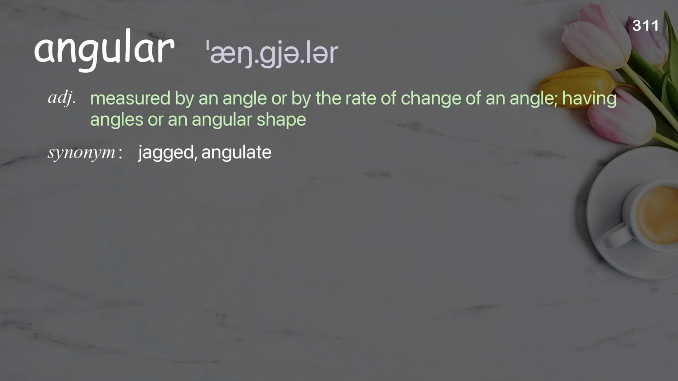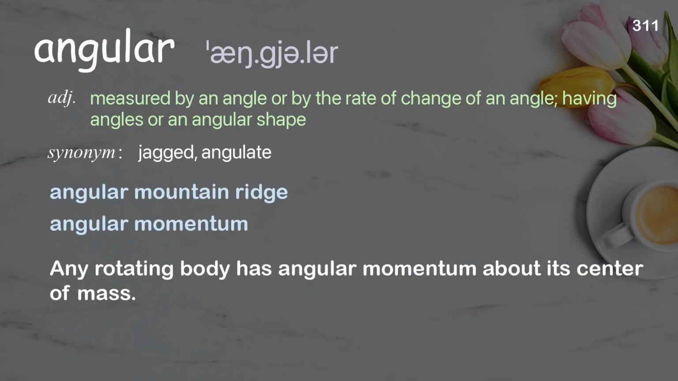Angular. Measured by an angle or by the rate of change of an angle, having angles or an angular shape. Examples: angular mountain ridge, angular momentum. Any rotating body has angular momentum about its center of mass.